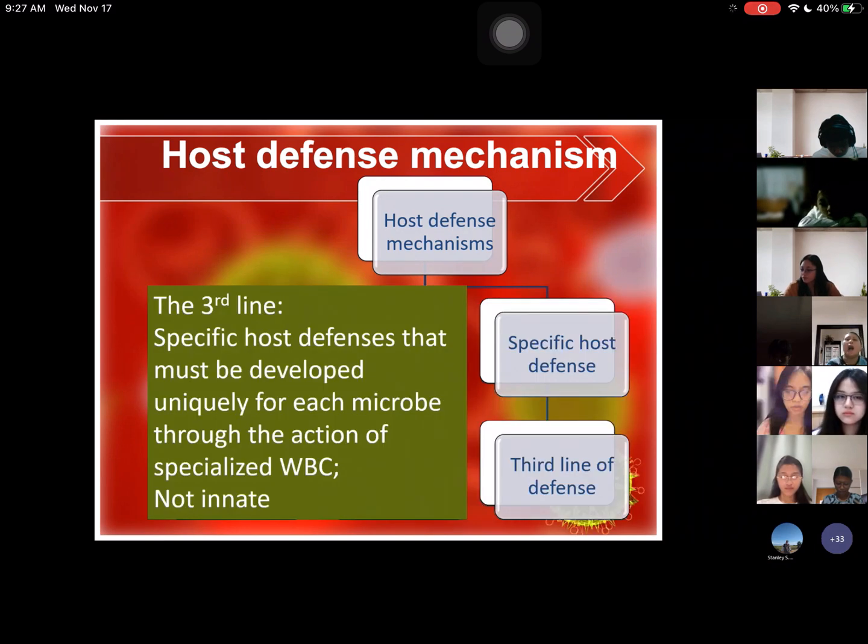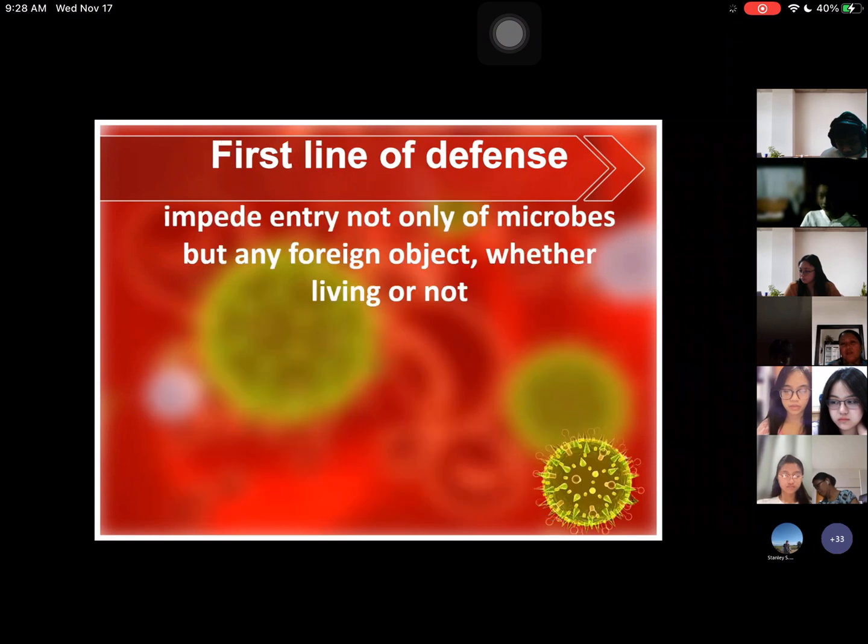Our specific host defense, which is our third line of defense, must be developed uniquely for each microbe through the action of specialized WBC. So this is not innate. We can get it from our vaccines, or from a prior infection. So that is our third line of defense. First, we discuss our first line of defense.